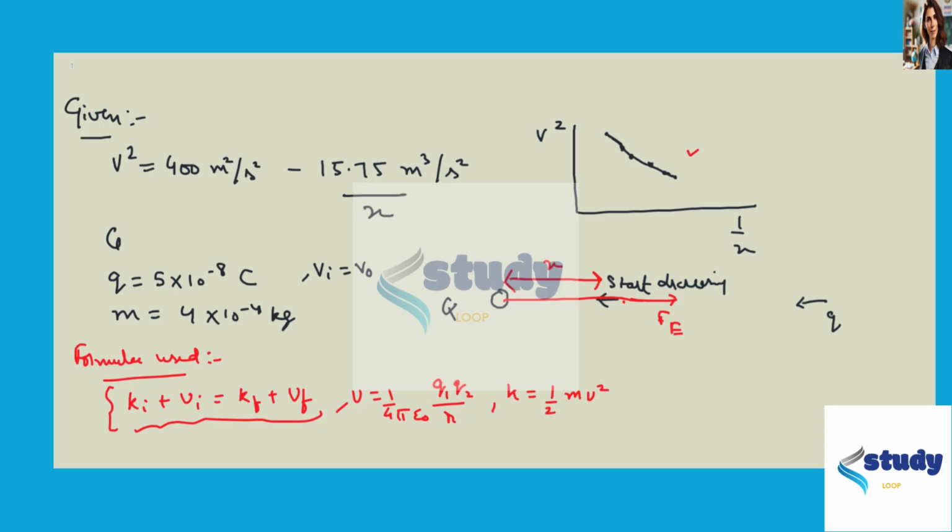So let's say we have Kf at some point, and at some point we have Uf. We know the potential energy between two charges is equal to 1 by 4 pi epsilon naught q1 q2 over r, where r is the distance between the q1 and q2 charges, and kinetic energy is equal to half mv squared. Initially, K equals Ki equals half m vi squared. Vi is just v naught, so this becomes half m v naught squared.